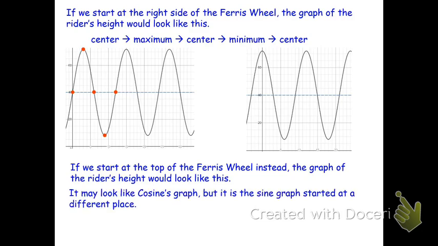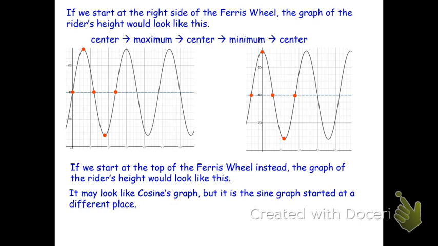Now this may look like a cosine graph, but it's really a sine graph started at a different place. We started the clock late. We started the time when they were at their maximum position. Their center happened previously. It was here. And then when we started the clock, they were at their max, and then went to center, min, center. It's really a sine graph, just shifted to the side. This is a phase shift.